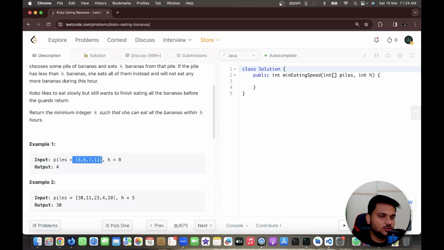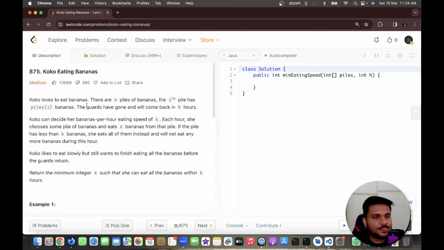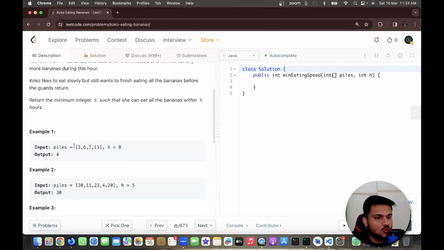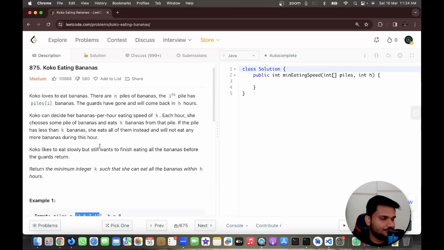So there is an array given to you, and this array represents the number of bananas on the ith pile. For example, on the 0th pile, you have 3 bananas. On the first pile, you have 6 bananas. On the second pile, you have 7 bananas. On the third pile, you have 11 bananas. Now here you can see the quantity of bananas per pile is given to you.